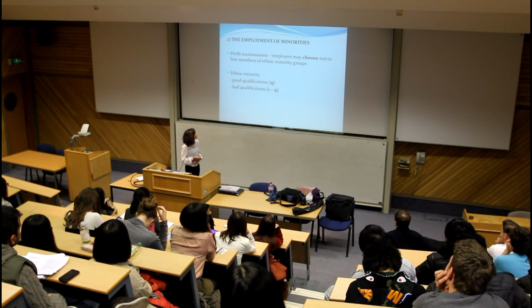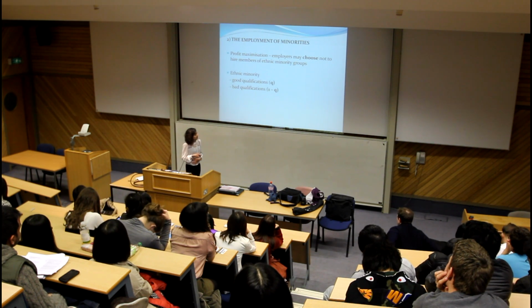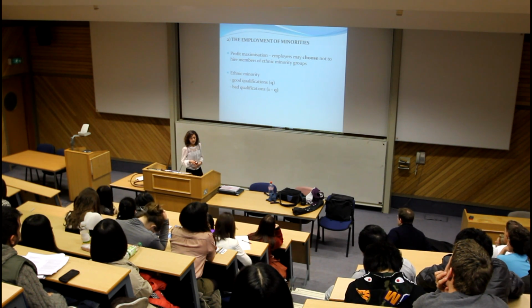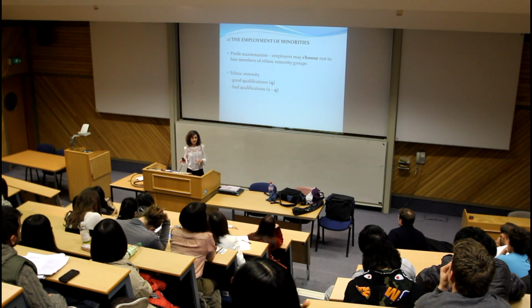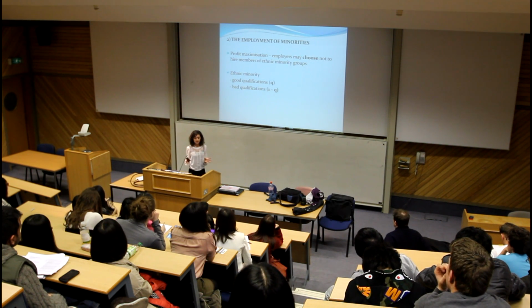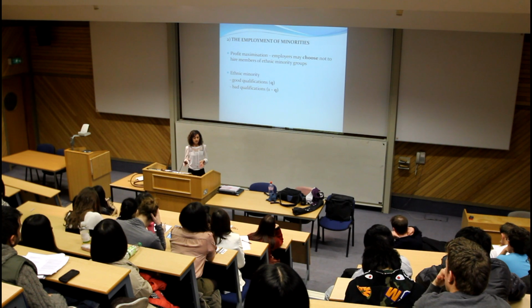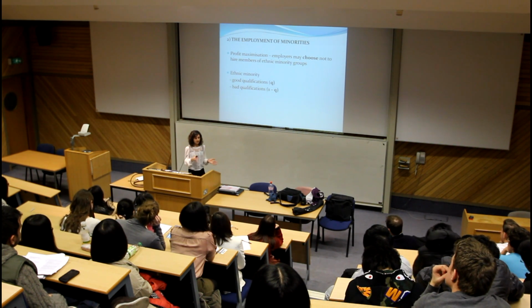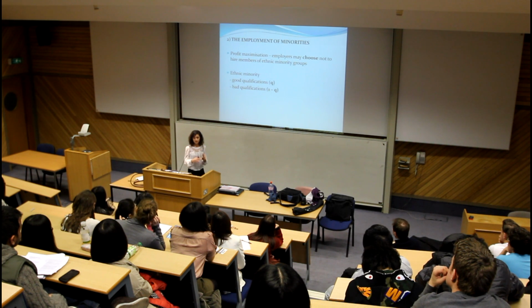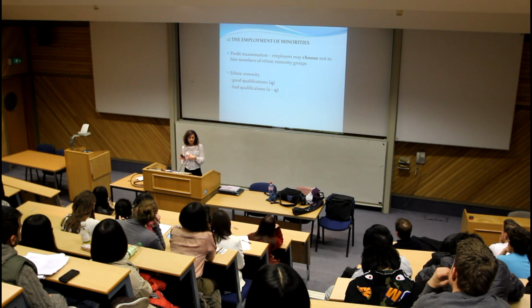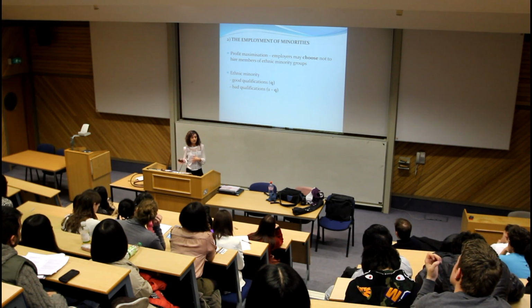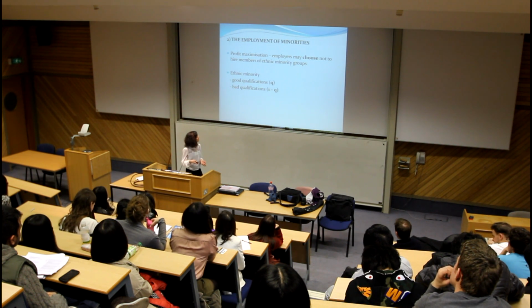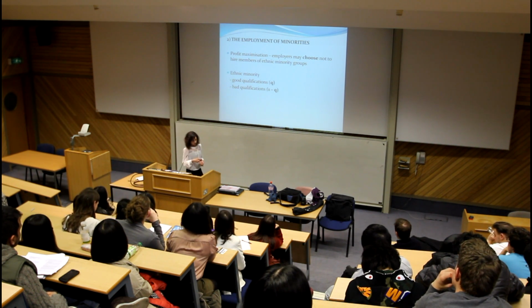Another example is in the employment of minorities. Firms are driven by profit maximisation, and they tend to sometimes leave out ethnic minorities and not hire them, not because of prejudice, but because they cannot distinguish between applicants with good qualifications and applicants with bad qualifications. Therefore, it is difficult for them to know which ones to hire, so they tend to leave them out.